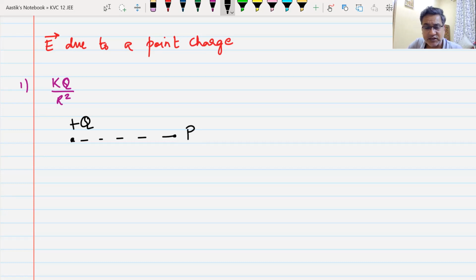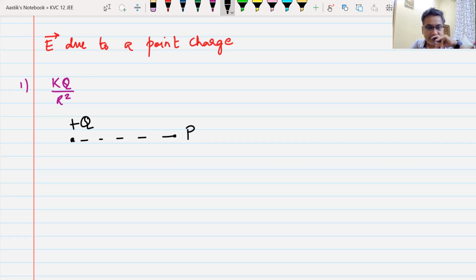If this was a negative charge, then if the charge was negative, then same direction or different? Opposite, sir. Opposite, sir, means towards Q, sir. Okay.